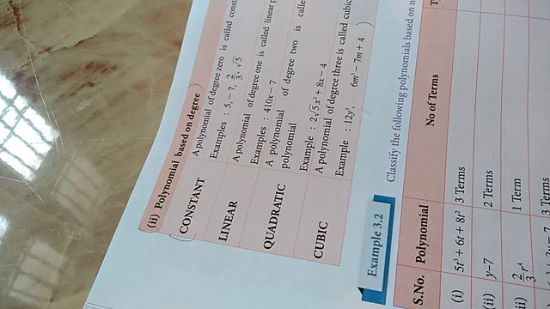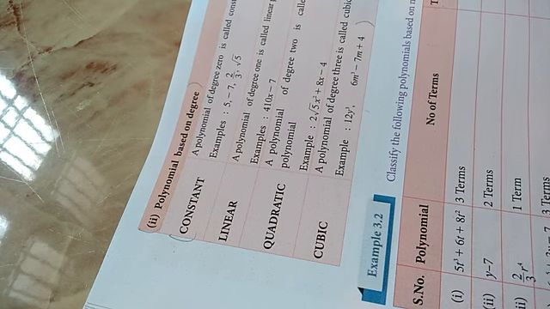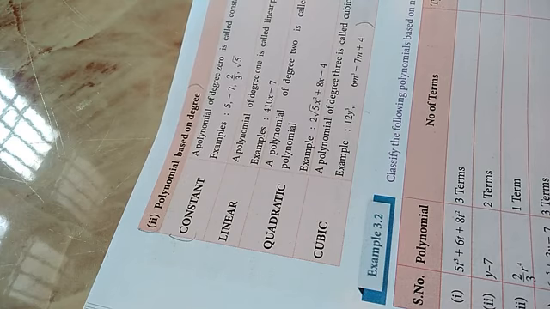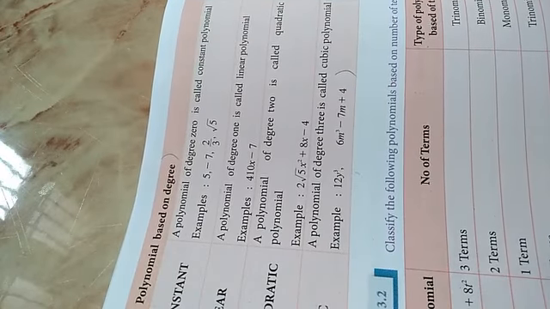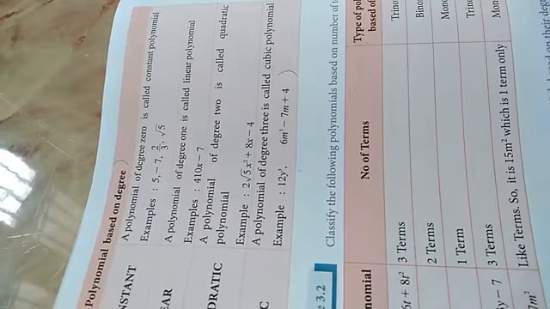Now we are going to learn polynomials based on degree. They are constant polynomial, linear polynomial, quadratic polynomial and cubic polynomial. Constant polynomial means a polynomial of degree 0 is called a constant polynomial.